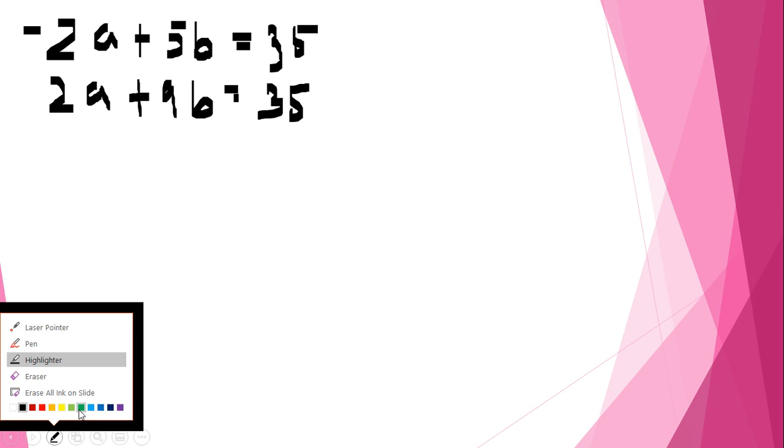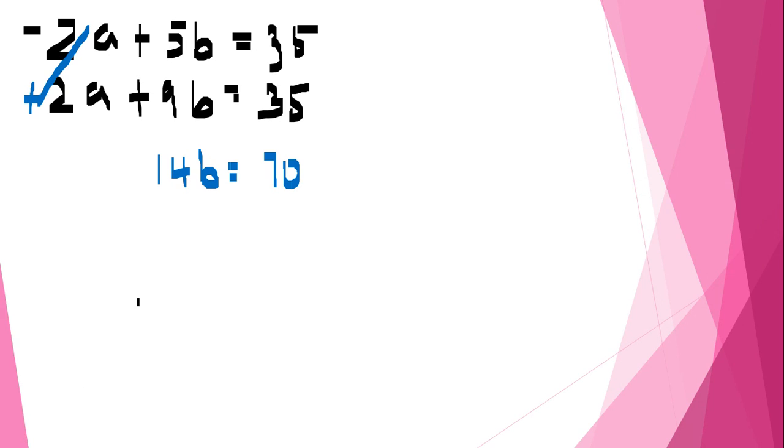Now, if I look at the middle numbers, 5b and 9b, it's very difficult to eliminate that. But on the first unknown, which is a, I've got minus 2a and plus 2a. So I know that there's an invisible positive there, so I could cancel these out temporarily. If I cancel these out, I'll be left with 5b, 9b, which gives me 14b. On my right hand side, if I add these two numbers, I'll get 70.